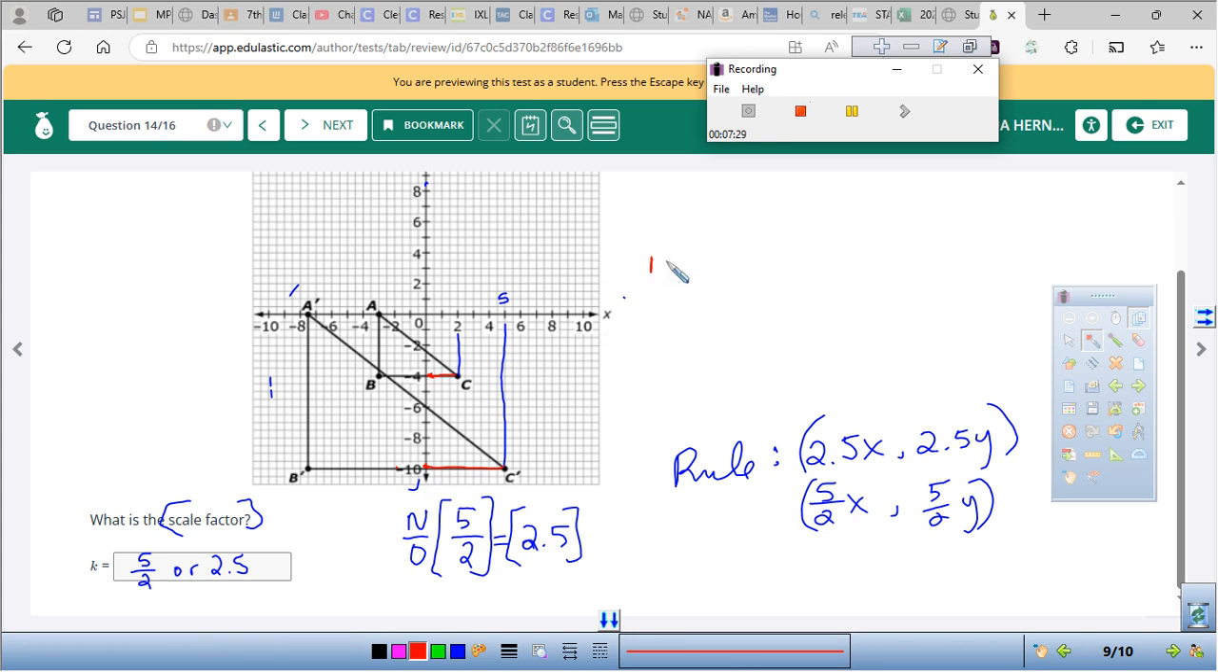So don't forget, it's going to be new over the old. So the new one would be negative 10, oh my bad, and the old one would be a negative 4. Put that in the calculator. Guess what it's going to give you? 5 over 2. Same numbers, which is pretty cool. Hopefully it works out for you guys.